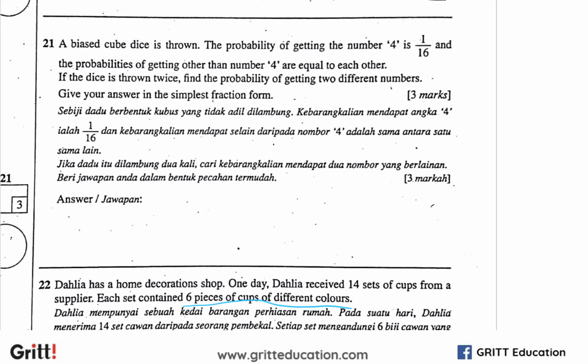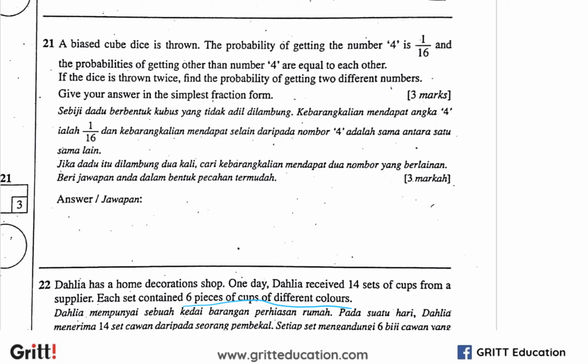A biased cube dice is thrown. The probability of getting the number 4 is 1/16, and the probabilities of getting other than the number 4 are equal to each other. If the dice is thrown twice, find the probability of getting two different numbers. Give your answer in the simplest fraction form.